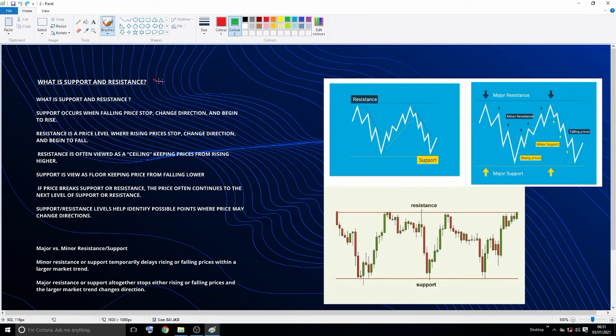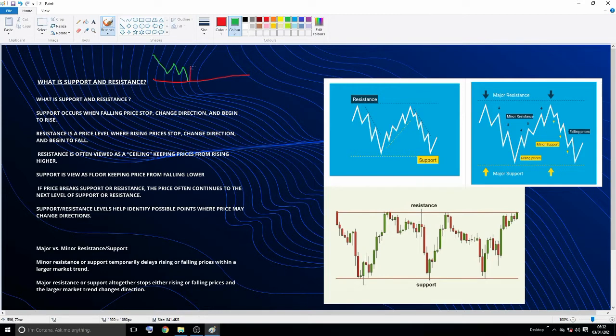Remember I said if there's a level, there's a resistance here and the price is dropping like this, traders can use this to their advantage so that they can see if the price will change direction. As it says here, support and resistance levels help identify possible points where the price may change direction. If there's a resistance like this, I am not saying it's 100% guaranteed that the price will change direction, but it may change direction.